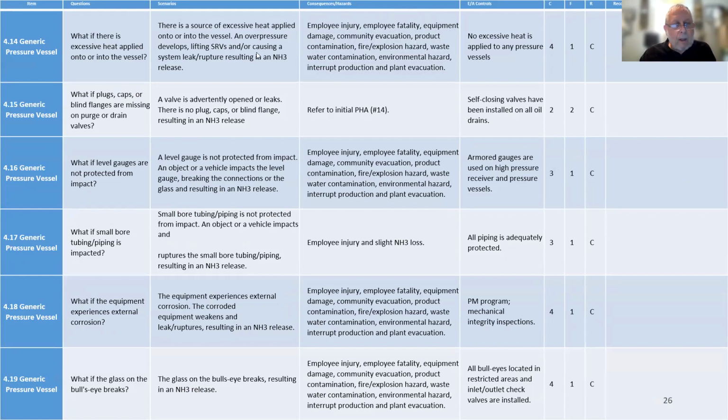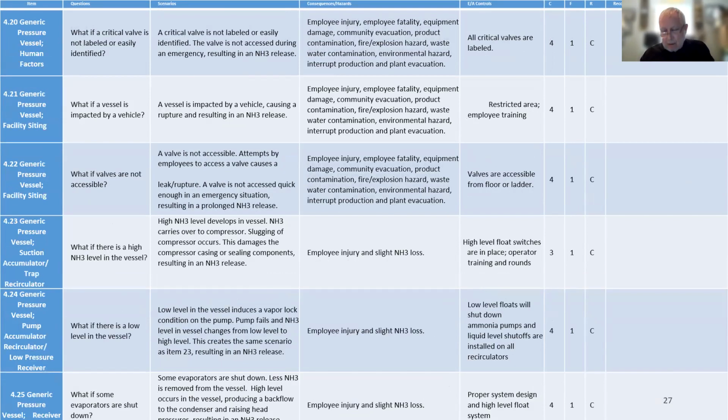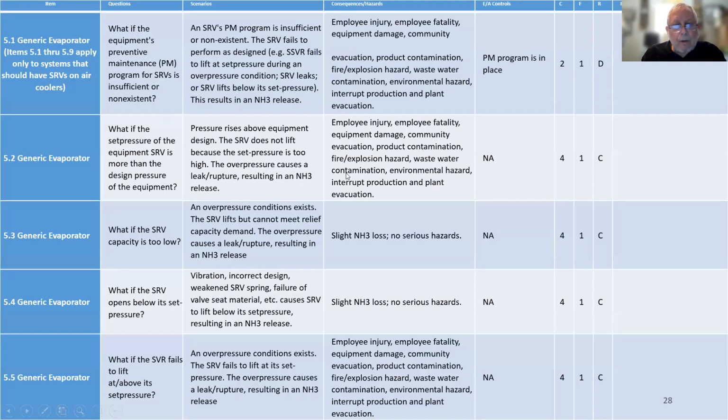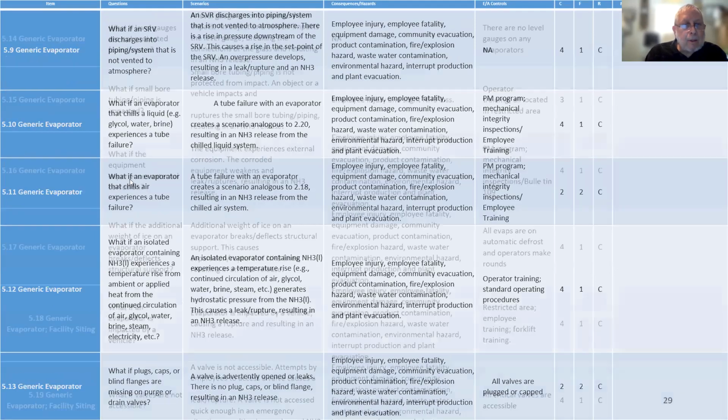Like here, 417, what if a small bore tubing piping is impacted? Small bore. So just a very small pipe. So it ruptures. There'd be maybe employee injury and a slight ammonia loss. And our answer with that was all piping is protected because we didn't have piping hanging out there. So this goes through all the different things and asks the same questions a lot of times.